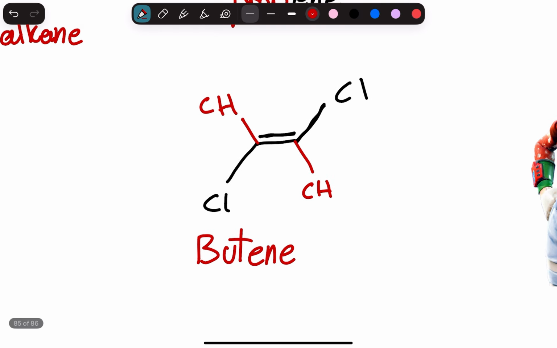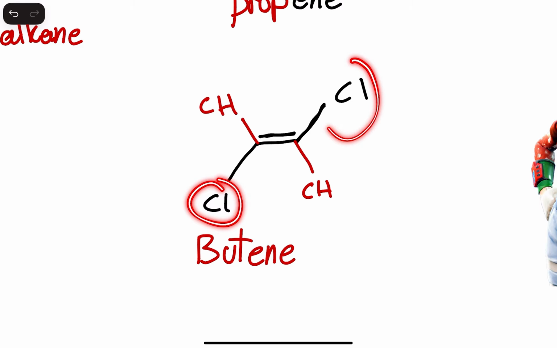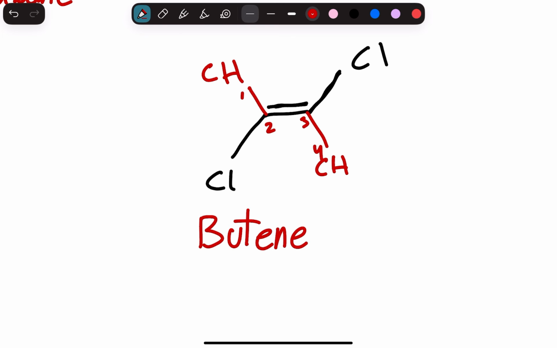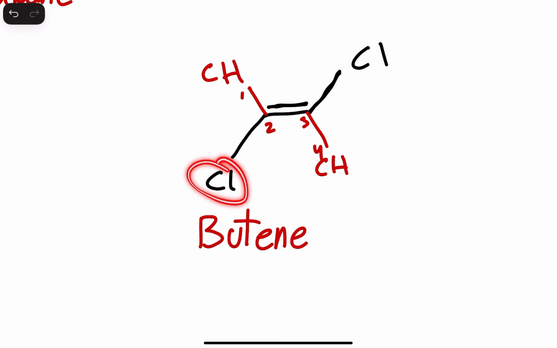And then we have to identify our substituents. So we have a substituent here and a substituent there. So we're going to number it in order to have the lowest possible substituents. It doesn't matter what direction we go. We can go 1, 2, 3, 4, or the other way around. They're going to be in the same positions. So we know we have a chlorine at 2 and a chlorine at 3.